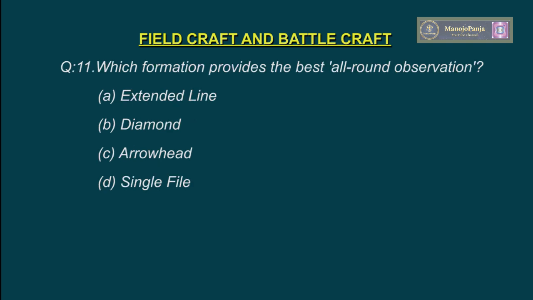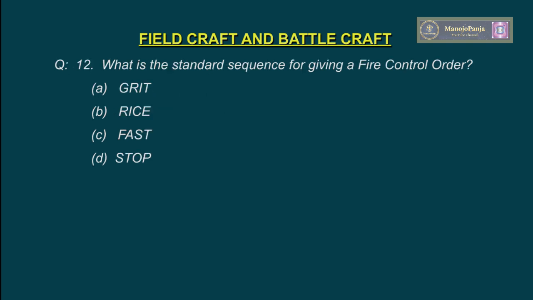Question 11. Which formation provides the best all-round observation? A. Extended line. B. Diamond. C. Arrowhead. D. Single file. Right answer B. Diamond.